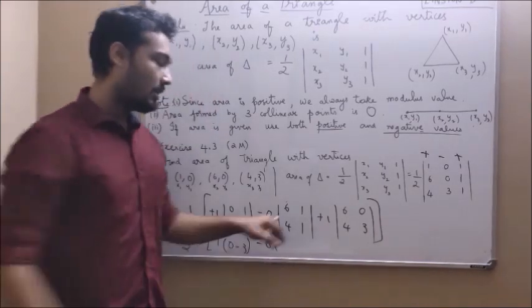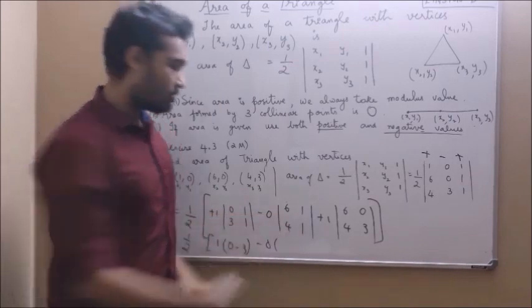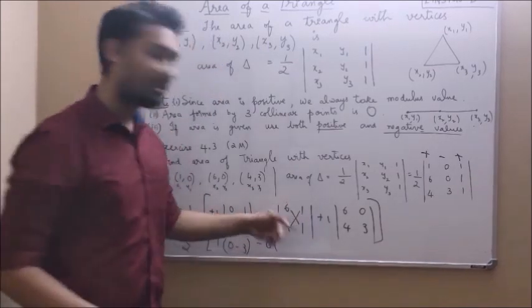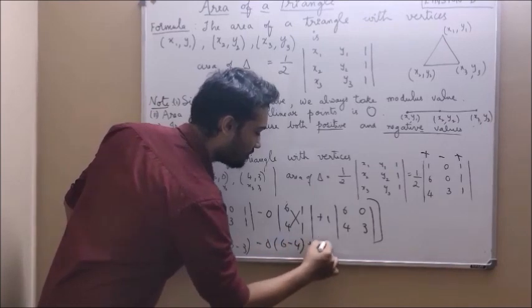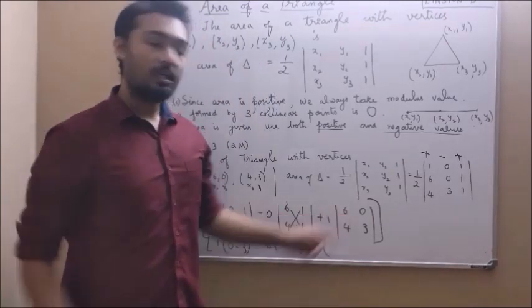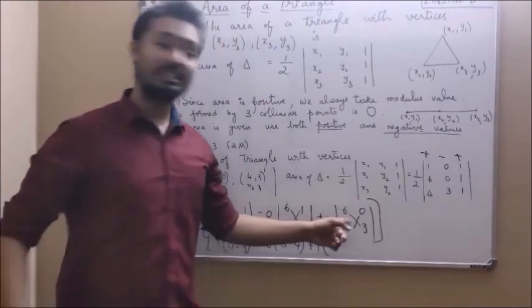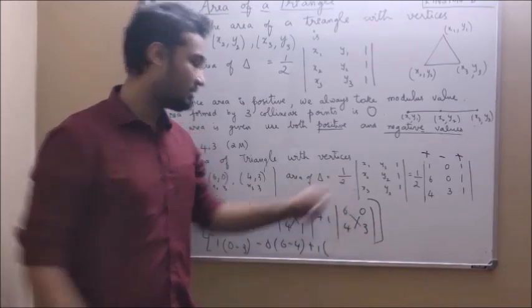Minus 0. Determinant of a 2 cross 2 matrix, you know. Multiply this minus this. 6 ones are 6, 6 minus 4. Plus 1, here, this minus this, so 6 threes are 18, 18 minus 0.